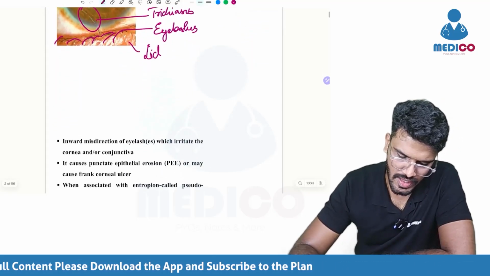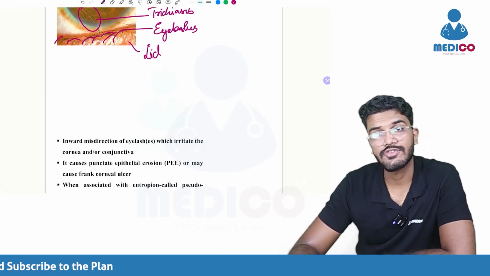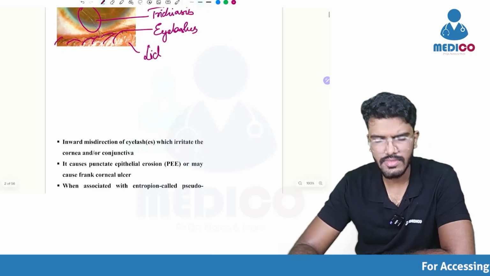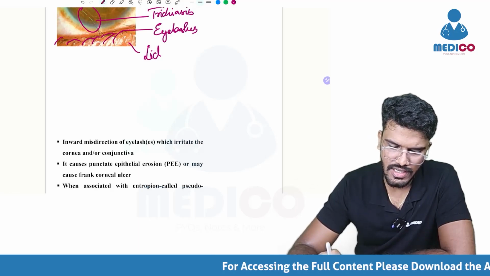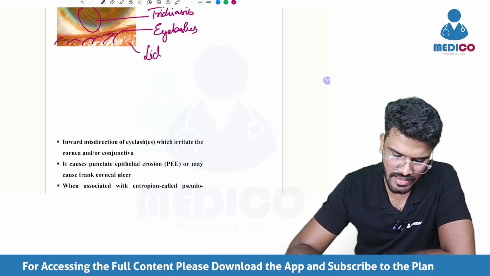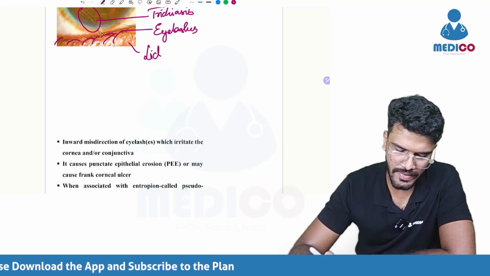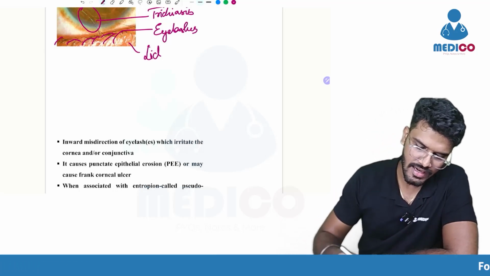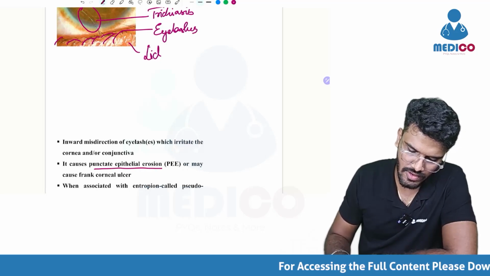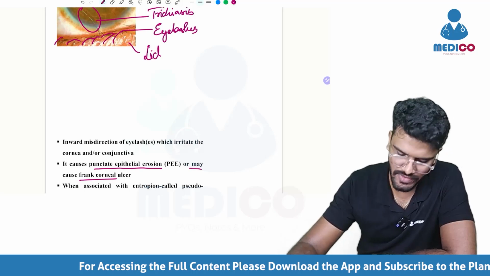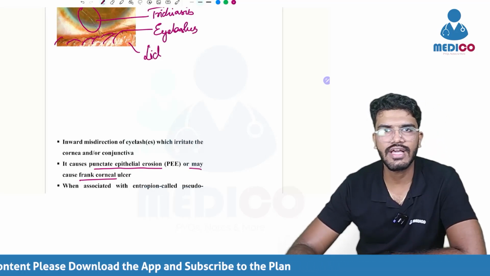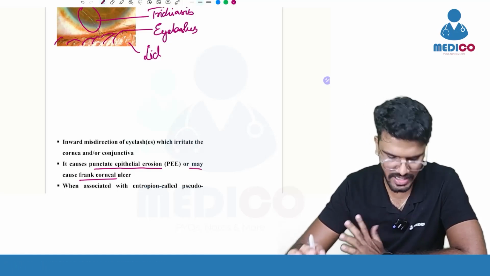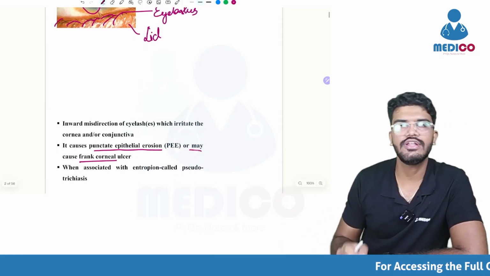So trichiasis is inward misdirection of eyelash or lashes, which could be single or multiple, and which irritate the cornea and or the conjunctiva. Because this lash is turned inward, it results in abnormal irritation of the cornea, and can even cause abrasions over a period of time because of frequent blinking. It causes punctate epithelial erosions, or can even cause a frank ulcer when superadded with an infection. The epithelium once debrided is no longer protective to the underlying stroma, correct? So the organisms can get lodged in that and multiply and proliferate, and that is what results as a corneal ulcer. When associated with an entropion, it's called pseudotrichiasis.